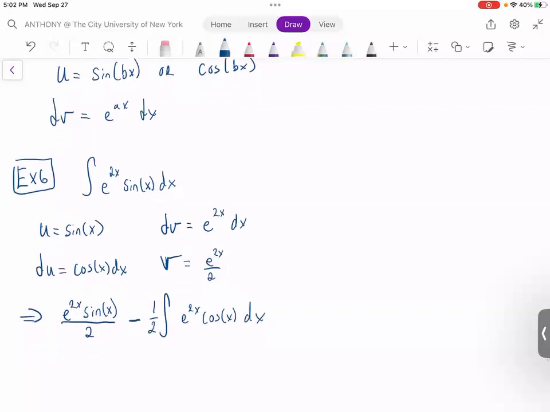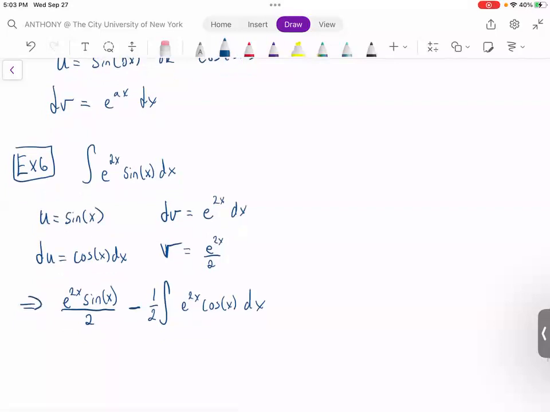All right, now if you look inside of your integral, this is integration by parts again, because it's in the form of e times a trig function, namely cosine. So you've got to apply integration by parts again. So by integration by parts, your u is now cosine. What is the derivative of cosine? Negative sine. Now it's negative sine of x dx. Then your dv is still going to be e to the power of 2x dx. So v is e to the 2x over 2 again.